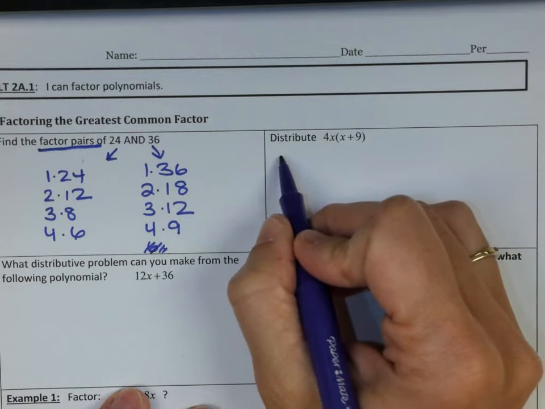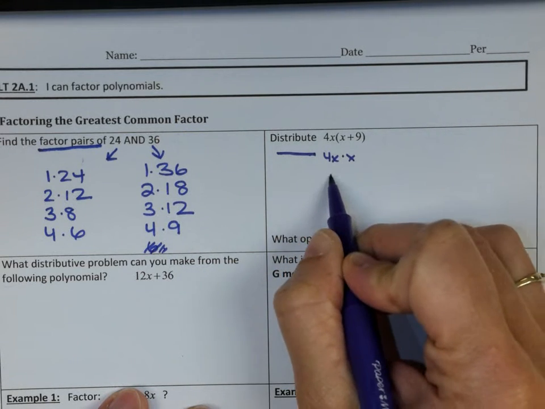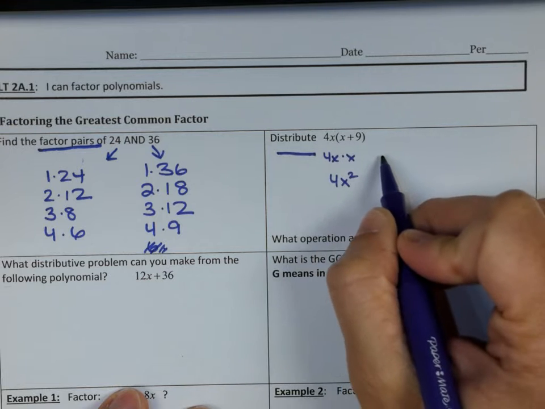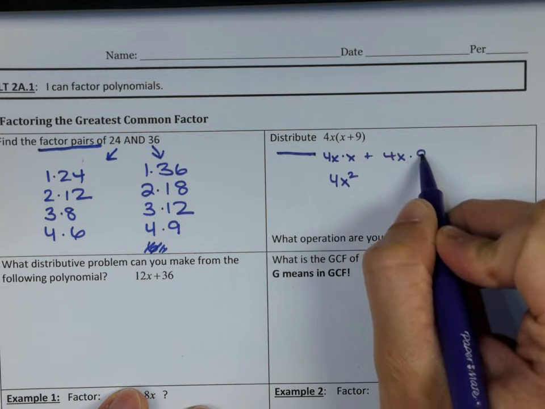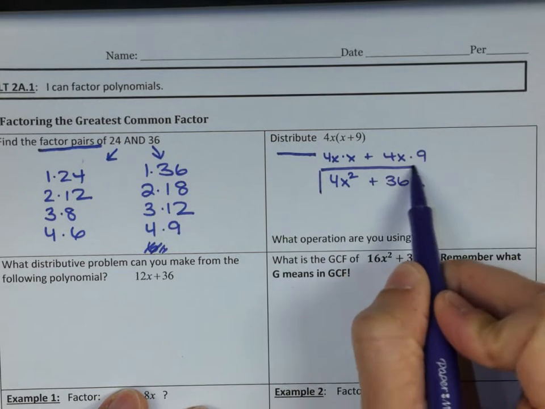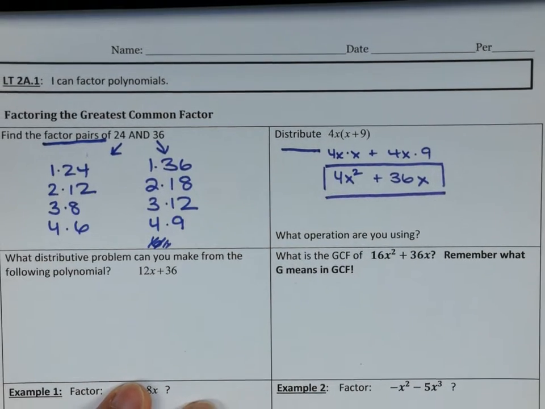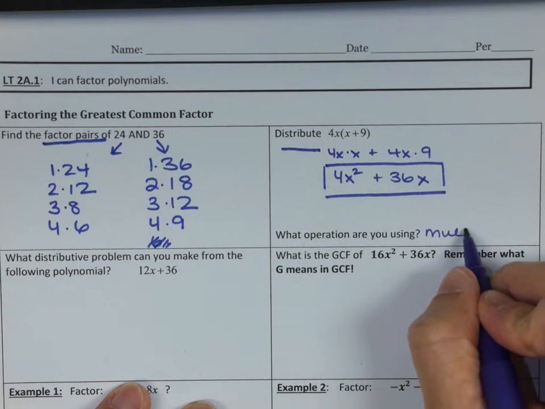Next, let's talk about distribution, distribute. So when you multiply 4x times x, you get 4x to the second. When you multiply 4x times 9, you get 36x. So when you distribute 4x and 4x plus 9, you get 4x squared plus 36x. What operation are we using? We're using multiplication.